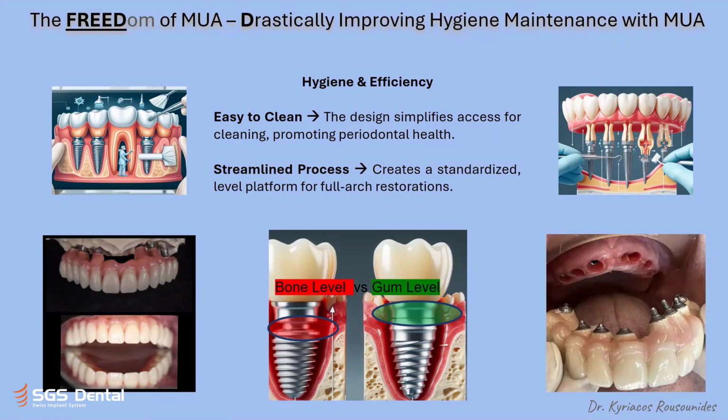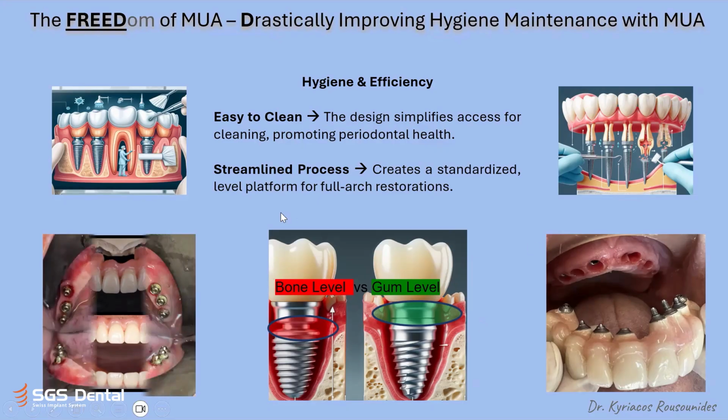We always, for the impression, for the try-ins, for the final prosthetics, had every time to work at bone level, and as we understand, every time we insert bacteria in the site, inside the bone. With the multi-units, we have the opportunity to work at the gum level. Here, for example, everything is done above the bone at the gum level. Everything can easily be removed.